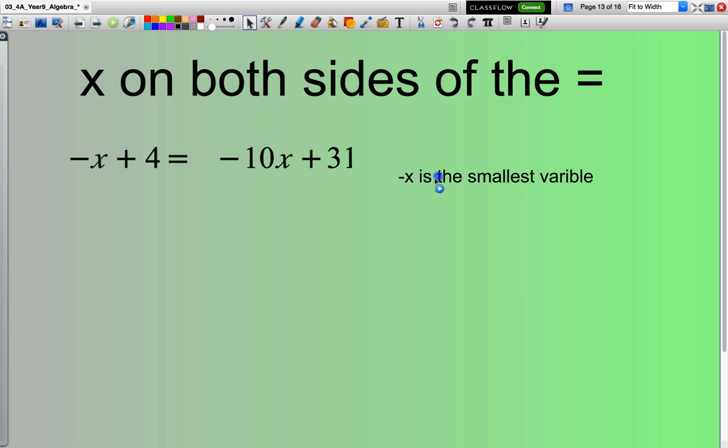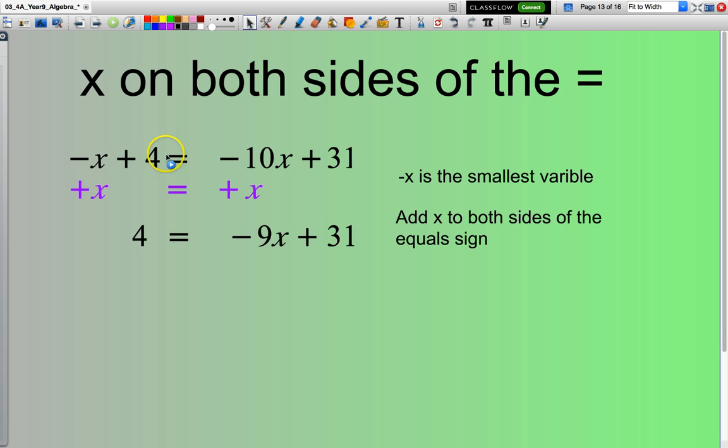So to get rid of that negative x, I'm going to have to add x to both sides of the equal sign. So here we go, adding x to this side, add x to this side. They will cancel out. 4 just flows through. X, take away 10x, is negative 9x, and then I have the 31. That is a much simpler version of that.